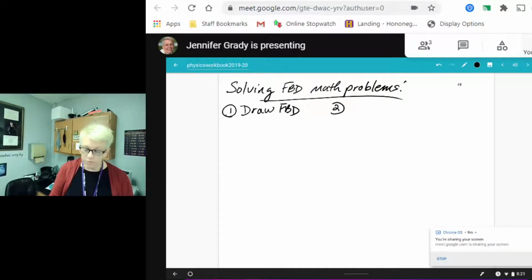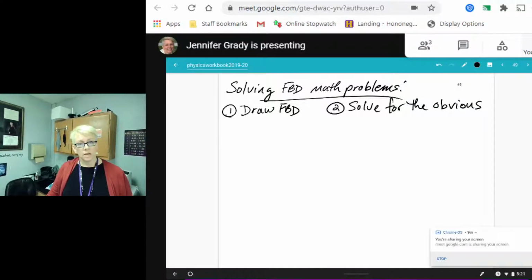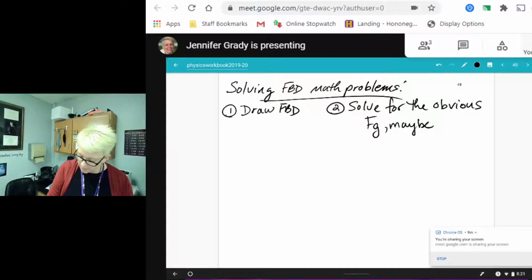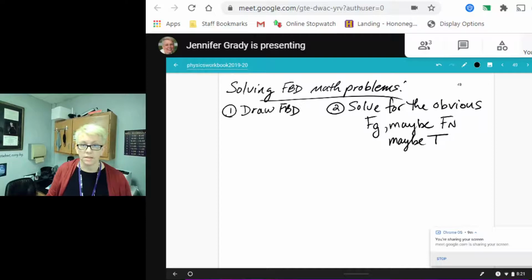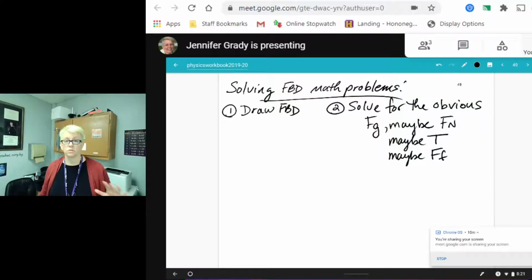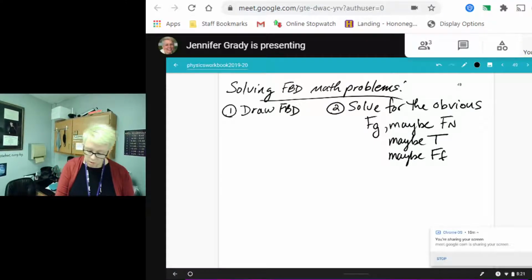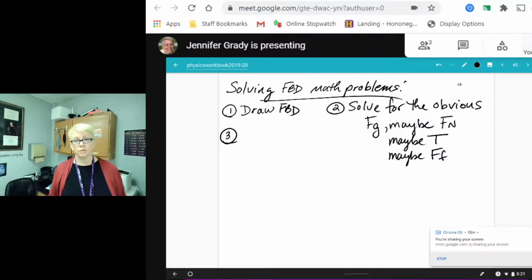The second thing we always end up doing right away is to solve for what we can. I'll say solve for the obvious. And what's obvious? Well, usually FG is pretty obvious. Maybe, and you'll see why soon, maybe normal force is obvious. Maybe tension is obvious. Maybe friction is obvious, but maybe they're not. That just depends. Gravity is usually my most obvious one. Now, what about the stuff that is not so obvious? What do we do there?